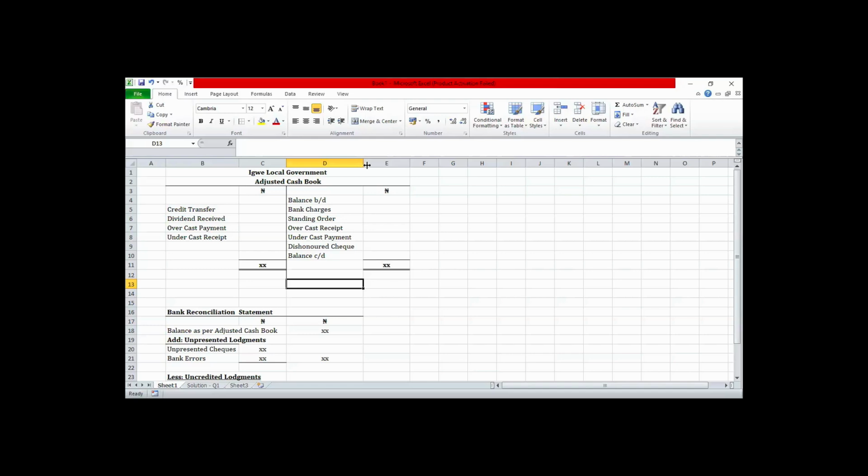So you start from the beginning. The cash book of Igwe Local Government Council has a credit balance of 21,000 naira on 30th June 20XX. 21,000. We've entered it here. Can you see it? Yes, sir. Can you see where we posted it? Yes, sir. The next one.